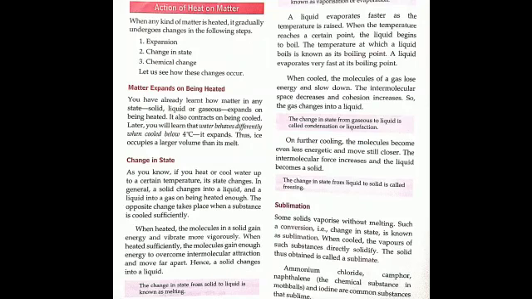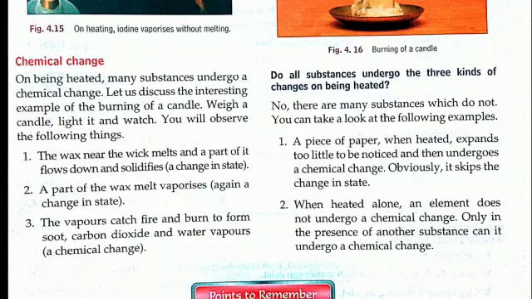When cooled, the vapors of such substances directly solidify. The solid obtained is called sublimate. So by cooling the vapor, we get the solid, and this solid is called sublimate. The substances that can sublime are ammonium chloride, camphor, naphthalene and iodine.